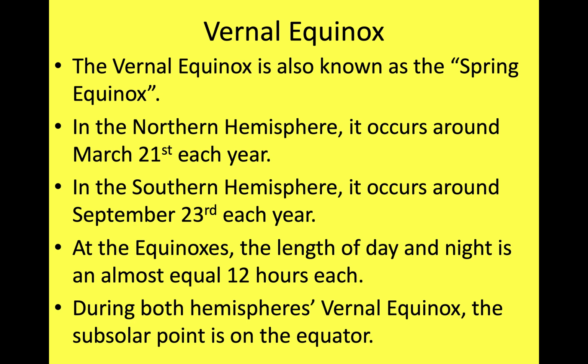At the equinoxes, the length of day and night is an almost equal 12 hours each. Okay? Hence the name equinox, which means equal night. Basically, the name explains that the time period of day and night is almost equal. Okay? 12 hours of daylight, 12 hours of nighttime. All right, during both hemispheres' vernal equinox, the subsolar point is on the equator. So anytime there's an equinox, the subsolar point is on the equator, and that's easy to remember. Equator, equinox, works out nicely.